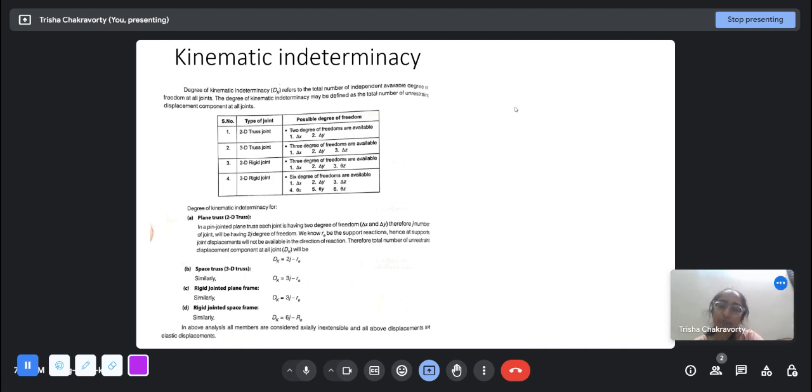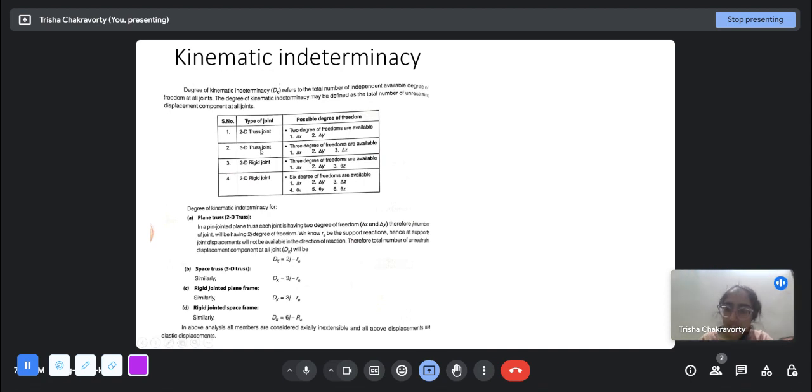Type of joints, for example, in a 2D truss joint, we know that since there are two force members in 2D, any joint in a 2D truss can move in two directions, in x direction and y direction. There is no rotation involved. So there are two degrees of freedom available, delta x and delta y. In a 3D truss joint, again, all three translational degrees of freedom are allowed, delta x, delta y, delta z, but there is no rotation involved, so it has 3 degrees of freedom.